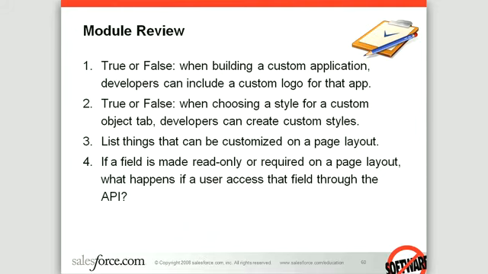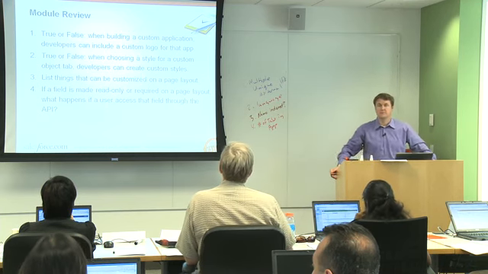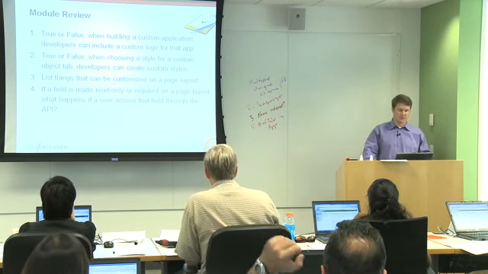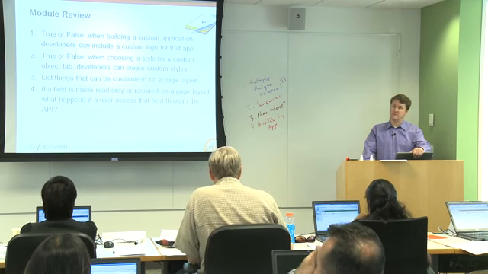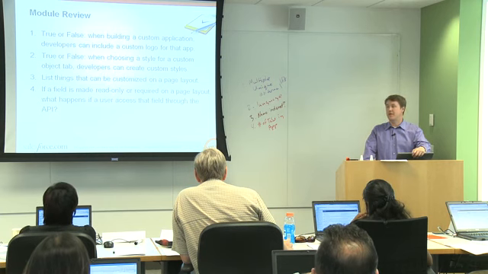All right. Then Lyra, you're up. List things that can be customized on a page layout. Field positions, page sections, the buttons, related lists. Very good. Field properties. Very good. All right, fantastic. You named pretty much all of them: the properties associated with different fields, the location, and you can drag and drop buttons onto the custom buttons area. You can identify which related lists you'd like to display, and properties associated with those sections and related lists. Those are really the main things.